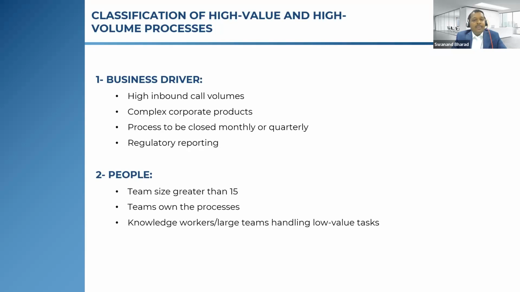Now, team owns the process. There are a few processes where multiple people work and we have complete dependency on those people. In that situation, we can automate that process, which will help us save time and save cost. Now, knowledge workers, large teams handling low value tasks.